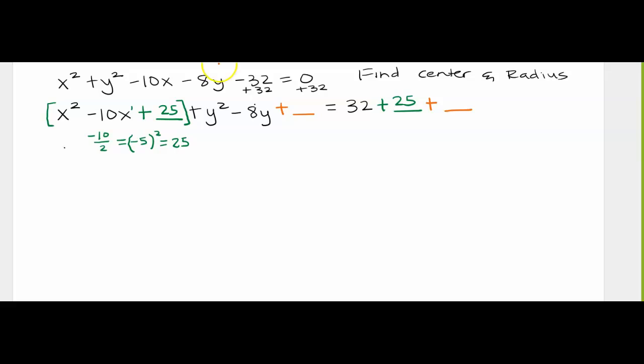Now let's figure out what goes into our orange blank. Well, let's take negative 8, we'll find half of it, which is negative 4, and then we've got to square that whole thing. Negative 4 all squared is positive 16. So 16 is what goes in both of those blanks. And I'm going to put little orange brackets around this too, just to help us keep straight what we have going on here.